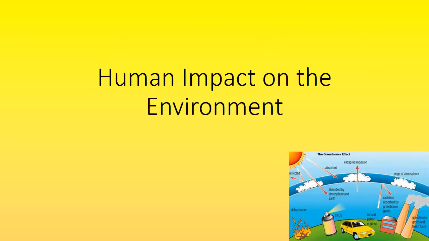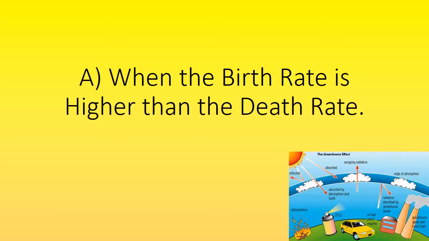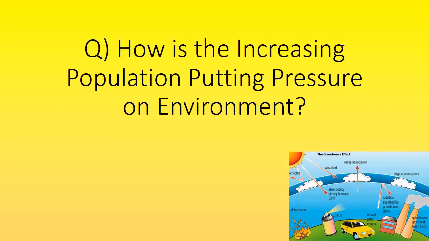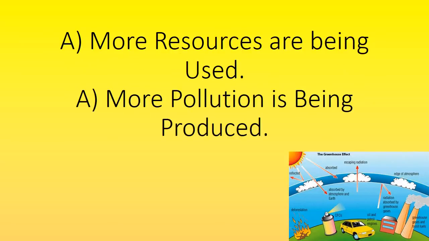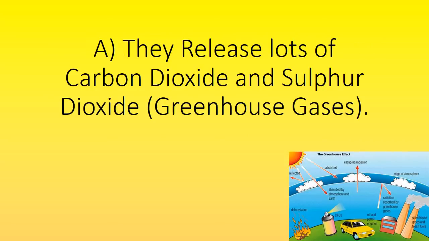Human impact on the environment. When does the population increase? When the birth rate is higher than the death rate. How is the increasing population putting pressure on the environment? More resources are being used, more pollution is being produced. What happens when you burn fossil fuels? They release lots of carbon dioxide and sulfur dioxide. They're greenhouse gases, by the way.